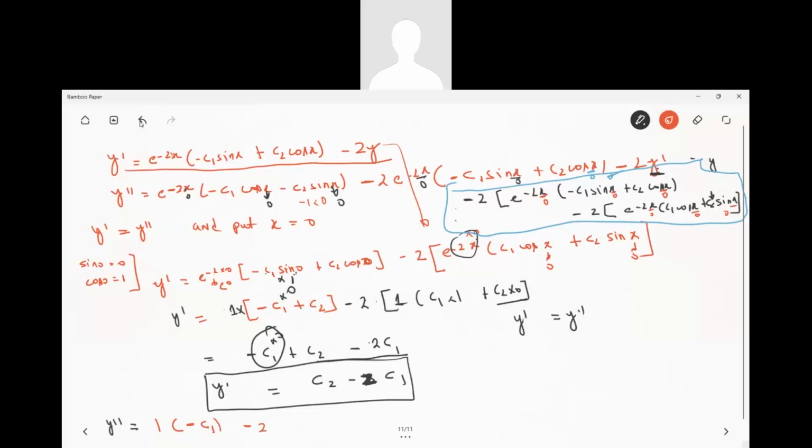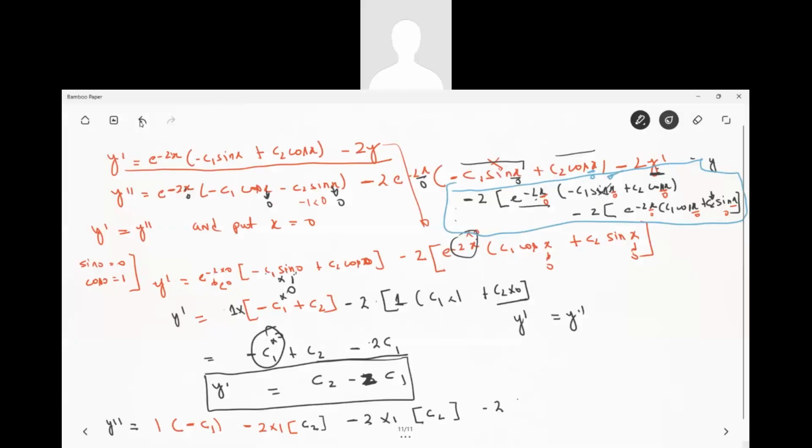E to the power again, this is 1. Then again, minus C1 sine 0. So this vanishes. Wherever sine 0 comes, this goes, right? C1 is not there. C2 is there because cos 0, right? Then here minus 2y dash. For that, I'm writing minus 2 and y dash. So 2 into 1 here, right? And then c1 sine 0, c1 vanishes, c2 is there.